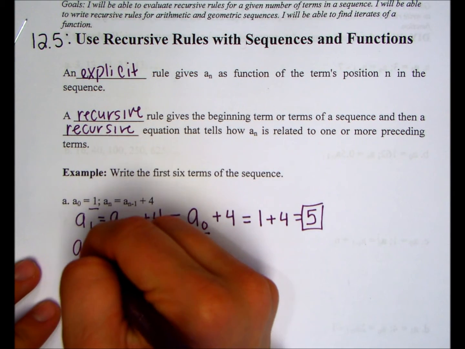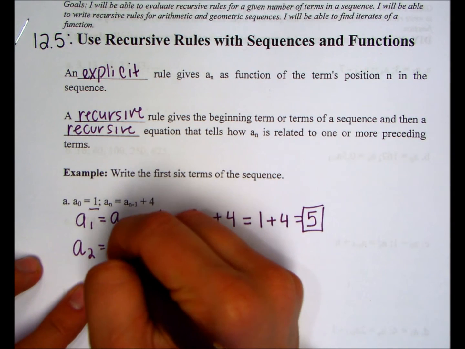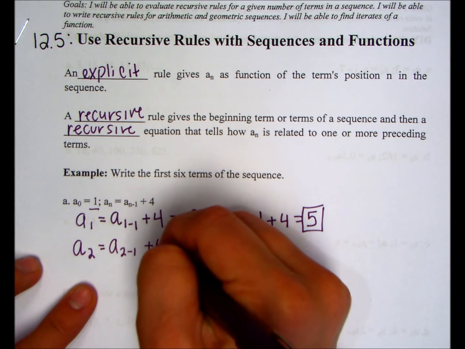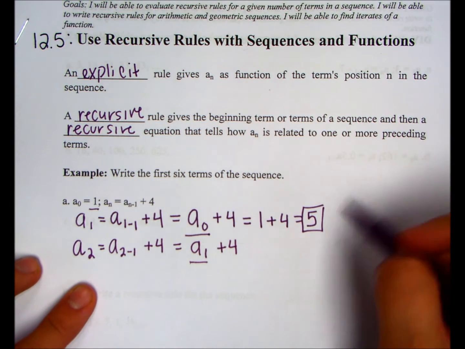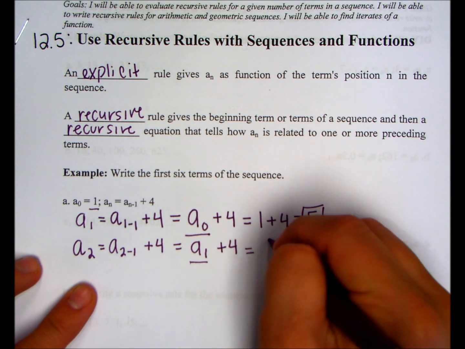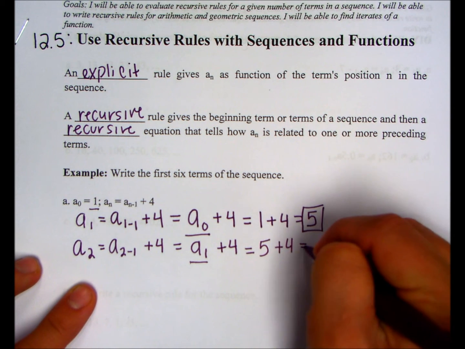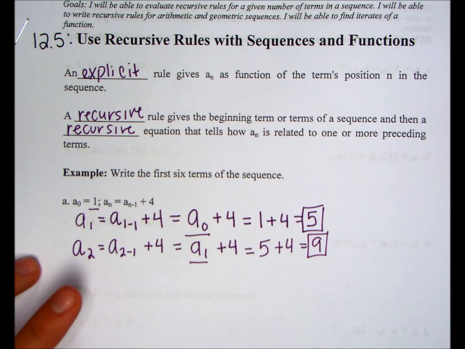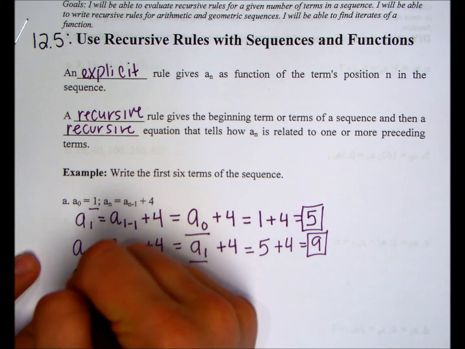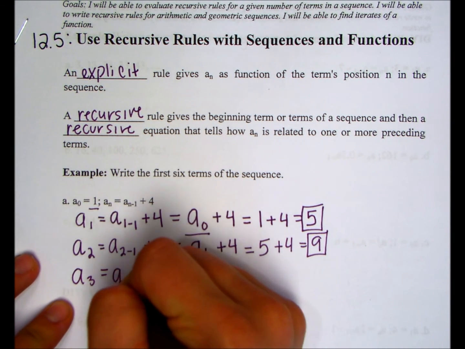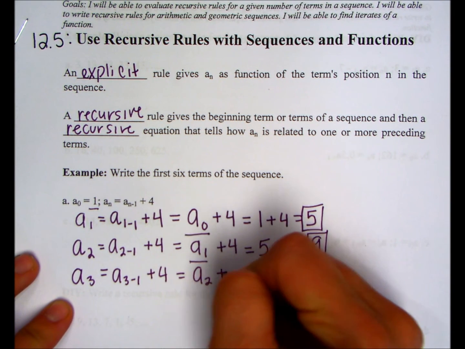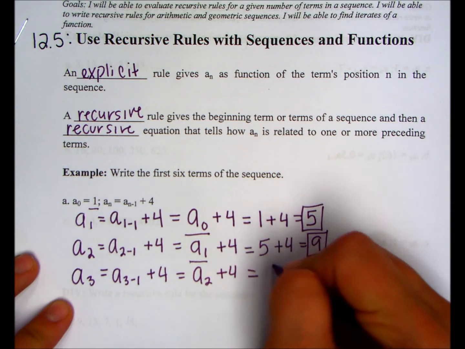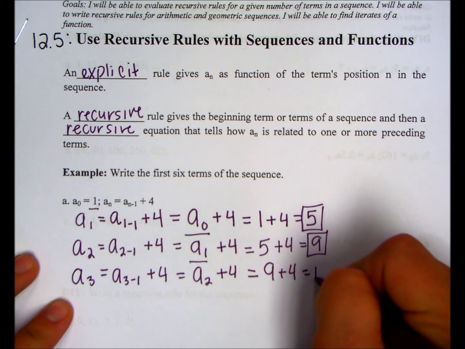A sub 2 is going to be a sub 2 minus 1 plus 4, which is a sub 1 plus 4. Well, now my a sub 1 is 5, so I'm going to plug 5 in, and I'll have 5 plus 4, which equals 9. Notice how I need to know the previous term for this example. So a sub 3 is equal to a sub 3 minus 1 plus 4. 3 minus 1 is 2, so I need to find a sub 2, which we just did, is 9. 9 plus 4 is 13.